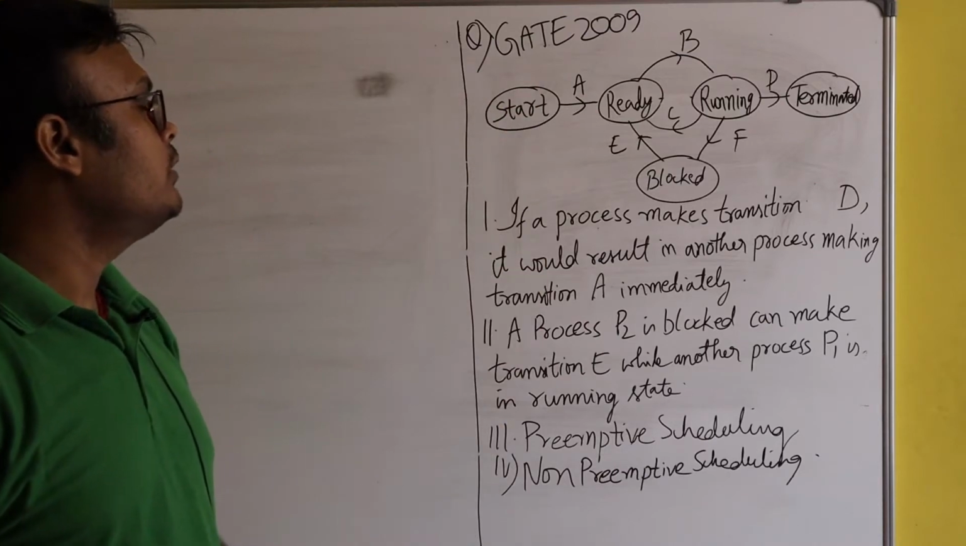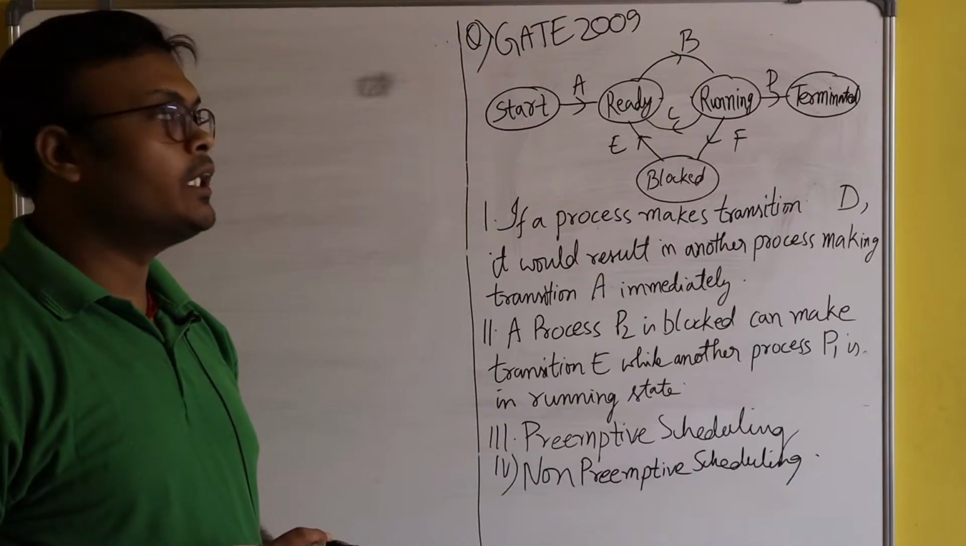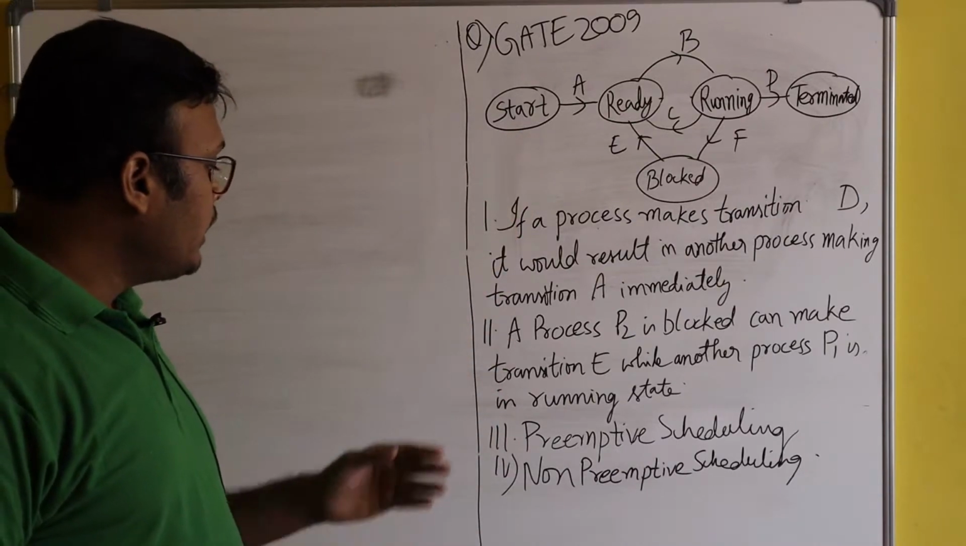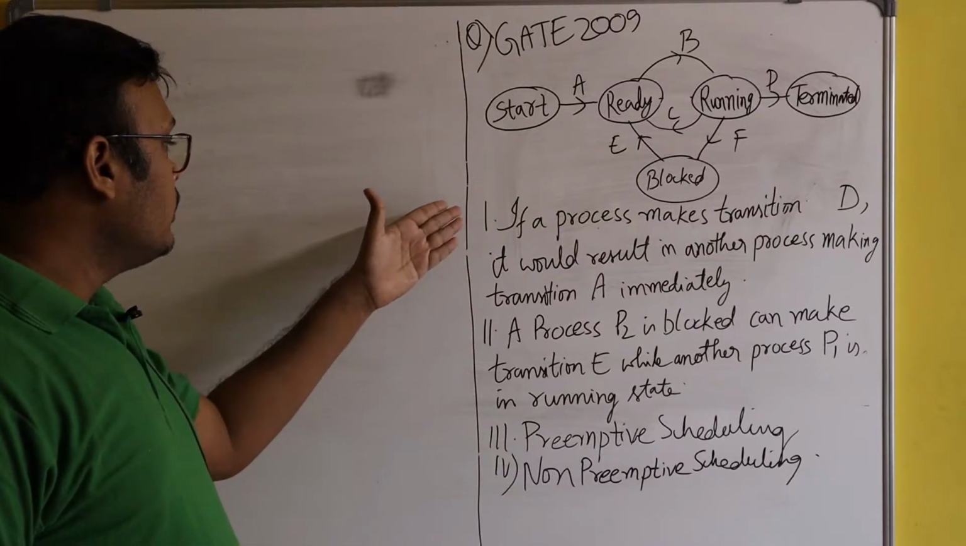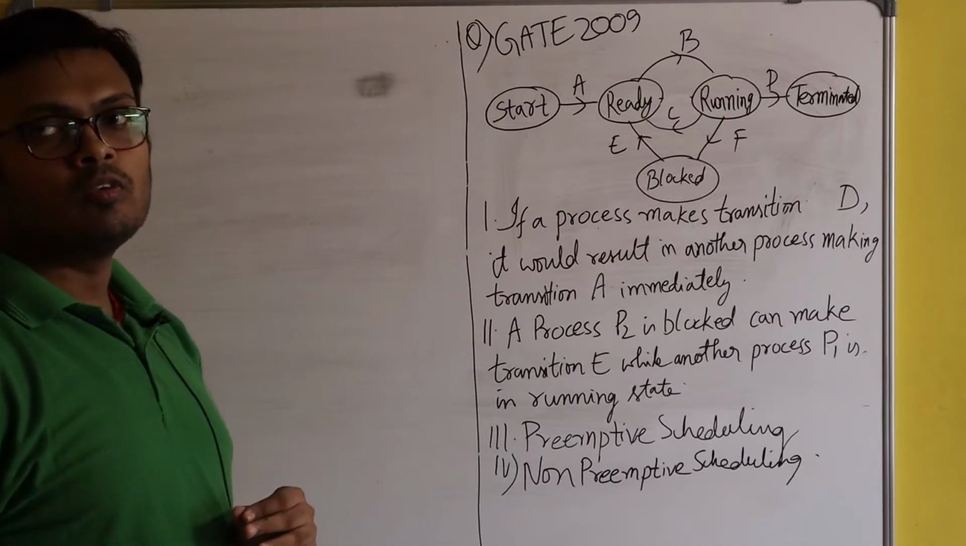Now see this question. This question came in GATE 2009. It's about process state diagram. You see a process state diagram is given, and here 4 sentences are given. So it's like true or false.